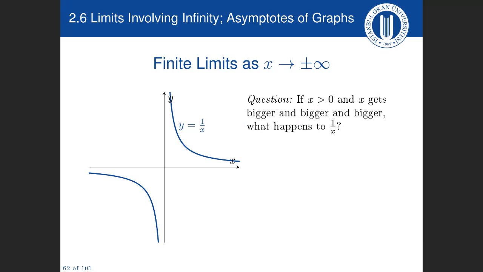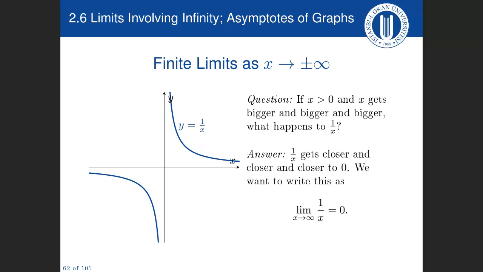Look at the graph of y is equal to 1 over x. If x is strictly greater than 0 and x gets bigger and bigger and bigger, what happens to 1 over x? Well, it looks like 1 over x gets closer and closer and closer to 0. We want to write this as the limit as x tends to infinity of 1 over x is equal to 0. But this is mathematics, so we need to be more precise.